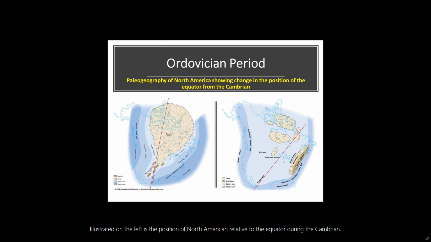Illustrated on the left is the position of North America relative to the equator during the Cambrian. On the right is the position relative to the equator during the earliest Ordovician. What changes do you see in sea level, and what changes do you see in the position of the continent relative to the equator?